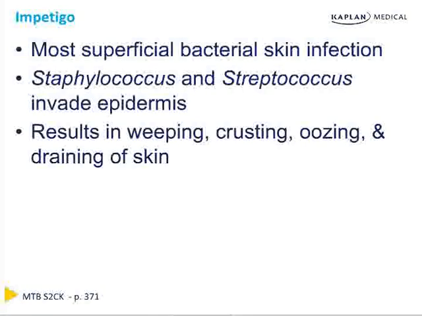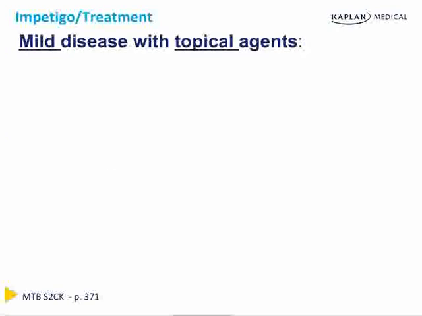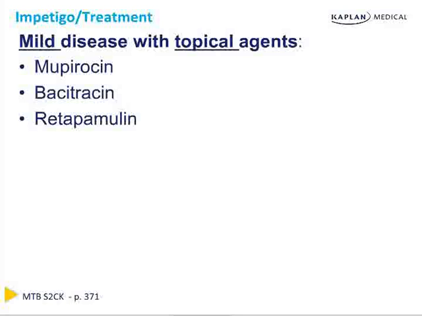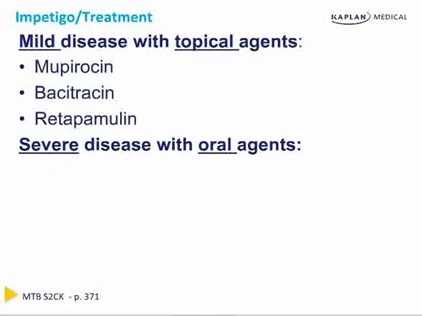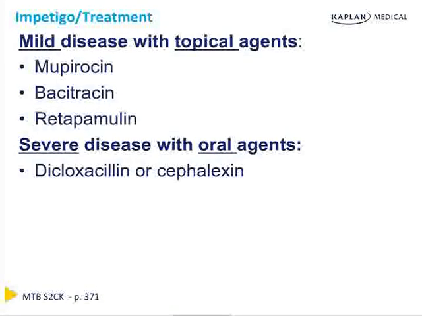If it's just superficial, it'll cause weeping, crusting, oozing, and draining, and be on top. Since it's on top, you could treat it with topicals: topical mupirocin, topical bacitracin, topical retapamulin, which is easy to mispronounce because it's new, but it's a really cool drug. Now, severe disease needs oral agents: dicloxacillin, cephalexin. Cephalexin is an oral first-generation cephalosporin.